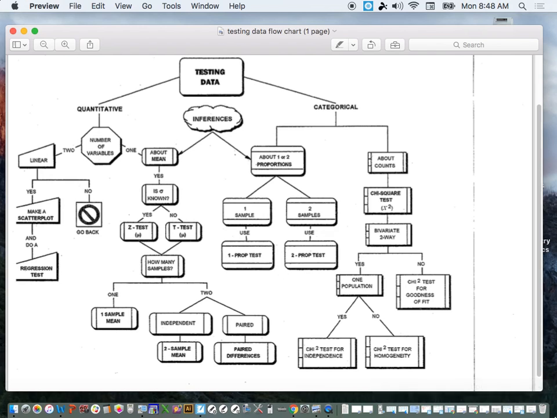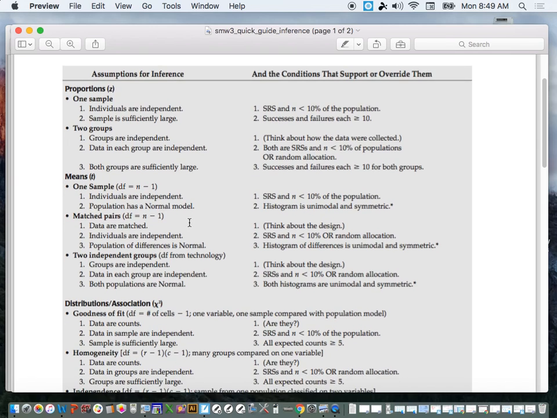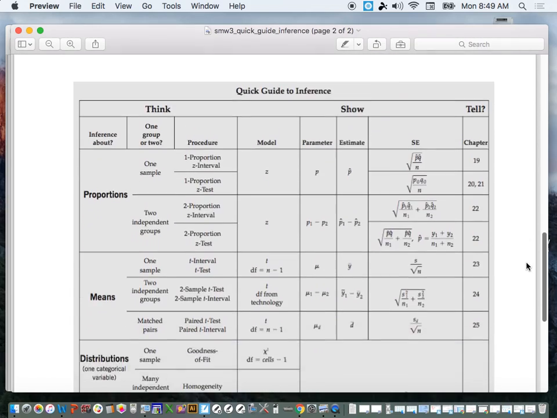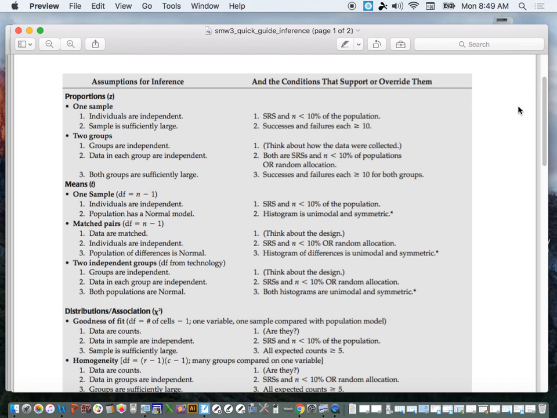So once you decide on the proper procedure, then you have to know all of your assumptions and conditions. And this is actually in the back cover of your textbook. This is the one side, and then on the other side they have the formulas. You'll have to memorize these assumptions and conditions. Okay, so think about a common theme: we're assuming that the individual data values are independent, and then often that our sample is large enough.